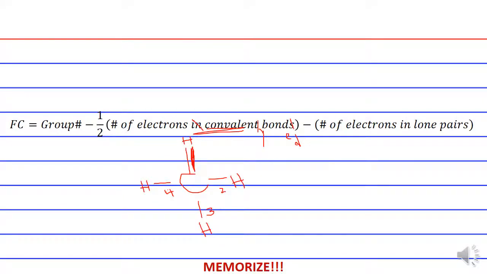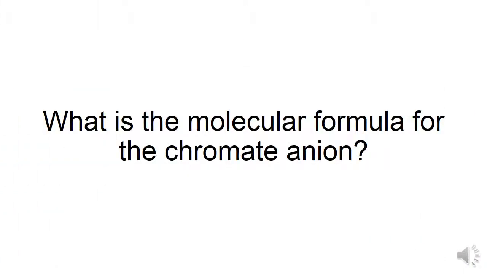And then finally, minus the number of electrons in lone pairs. You don't multiply that by 1/2, you just subtract that out. So definitely memorize this formula because it's going to help you lots. It'll help you lots in the chemistry section.